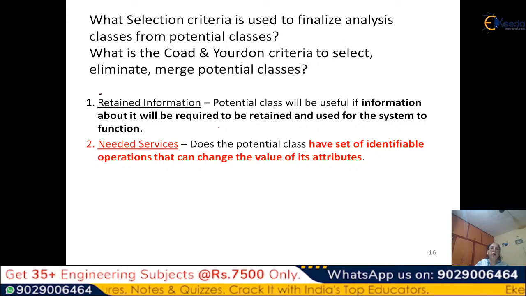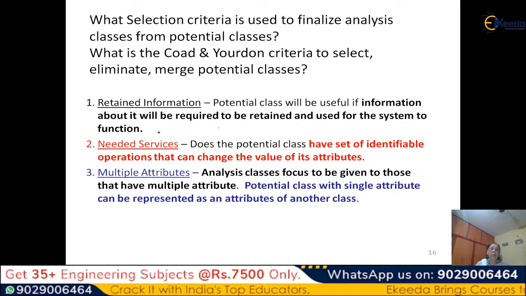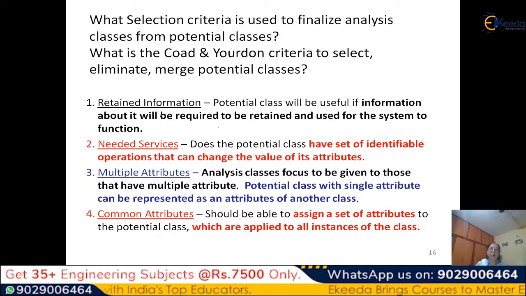So you have to look for retained information, needed service, multiple attributes, common attributes. So you have to use this kind of criteria. I don't know whether this will ever be a question, but it is good to know. So these are some of the major things. You will find that multiple times you have taken a particular noun, but all the nouns have common attributes. Then you can merge them and give a single name.